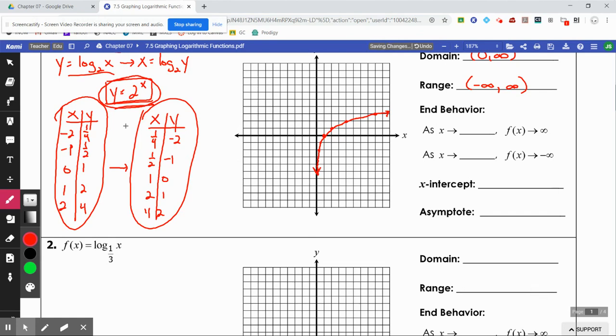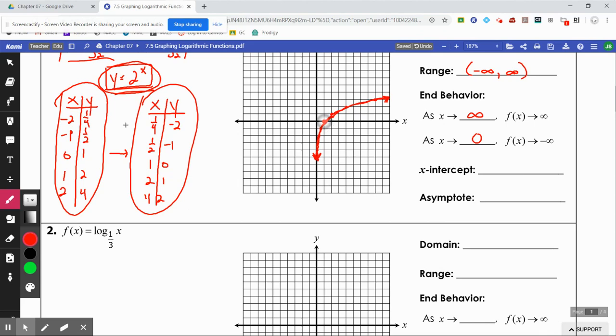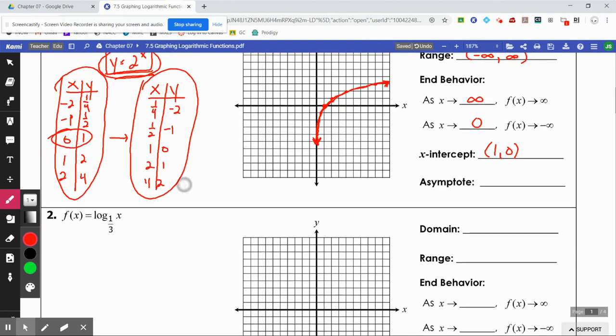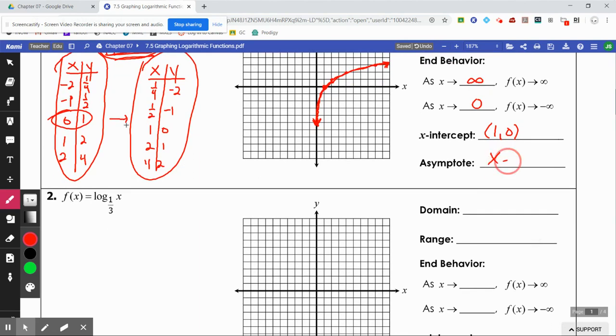In behavior, as you travel to the right on your graph, your y value does go to infinity, and you can see it going there. And then as x goes to 0, notice that you're approaching 0 here, and your graph shoots down to negative infinity. Your x-intercept, you have an x-intercept here at (1, 0). And you think about it, why do I have that x-intercept? Well, because you had a y-intercept at (0, 1) with y equals 2 to the x power. And again, your asymptote line here would be x equals 0, that vertical asymptote.